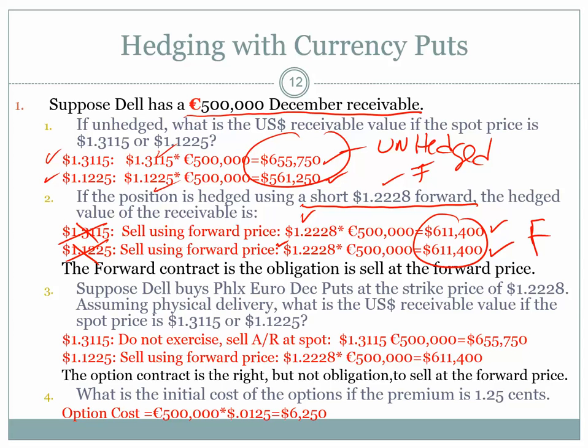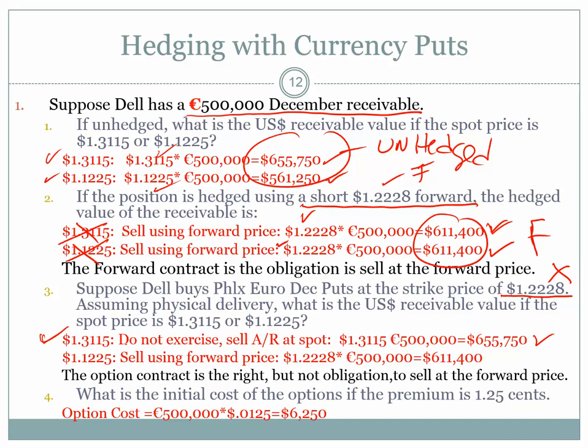Now they can also hedge this using puts. Let's assume they can get a 122.28 strike put on 500,000 euros. All right, let's think about what happens now. Now they have the right, but not the obligation, to sell their 500,000 euros at 122.28. So if the spot price turns out to be 131.15, they can either forget the option and sell them at the market price and get 655, or exercise the option and get 611.